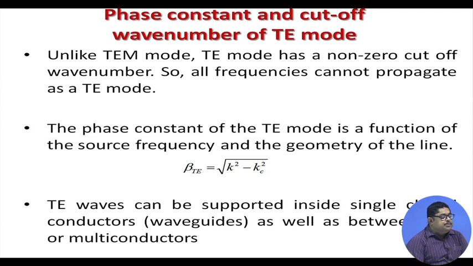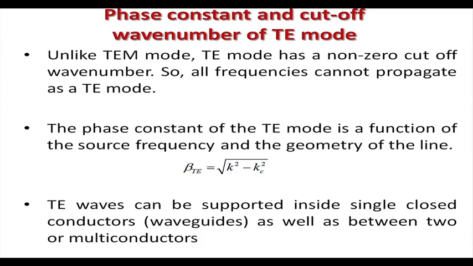So, TE waves can be supported inside single closed conductors, waveguides, no problem, as well as between two or multi conductors. So, in a coaxial line, in a multi conductor line, TE modes can always exist, but above a certain frequency. That depends on the thing that you can always find out, for any given case, from which frequency you will start having TE modes, but it is supported. So, you see this was all about TE mode.